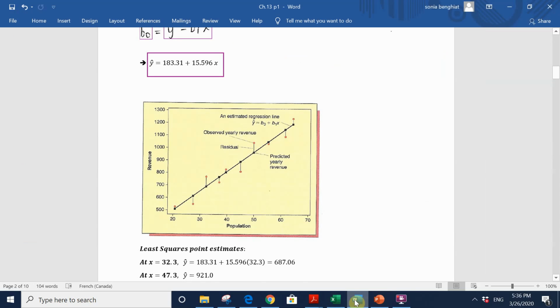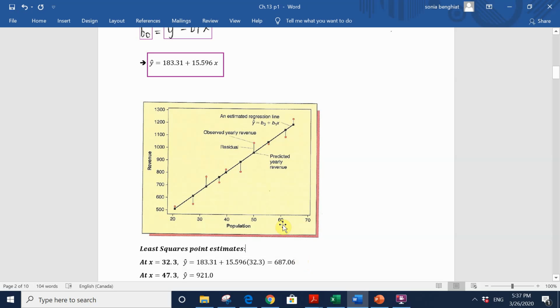Well, let's go see over here. At x equals 32.3, my predicted or expected value will be this right here: 183.31 plus 15.596 times my x. I'm plugging in my estimated line of means, or my estimated mean level equation, right here. And so I get this value of 687.06. This 687.06 is my predicted or expected value for y.